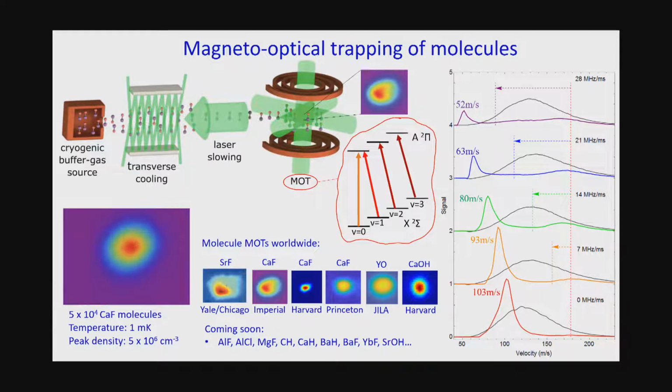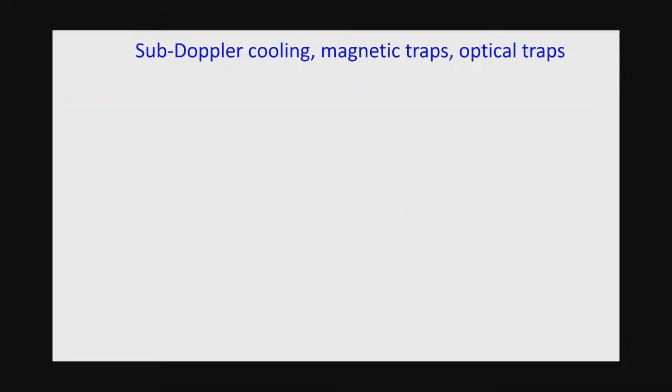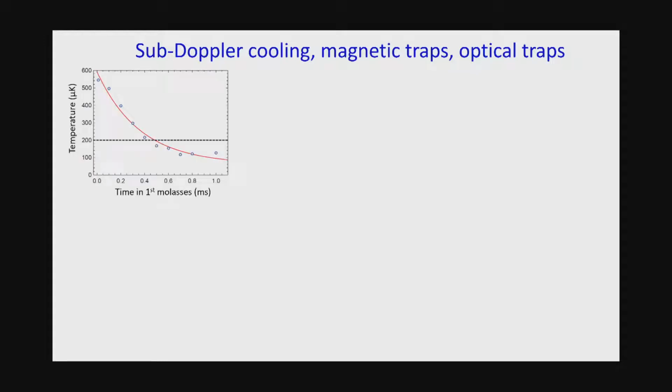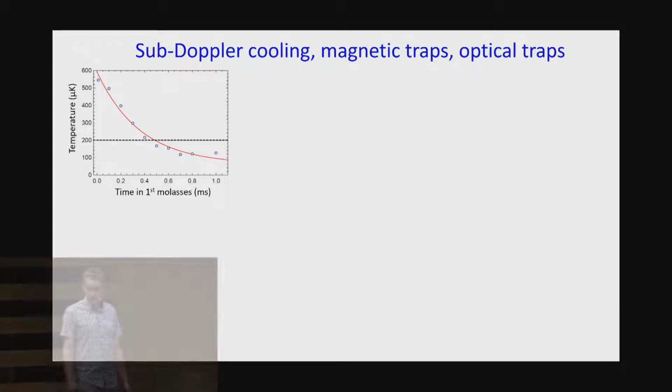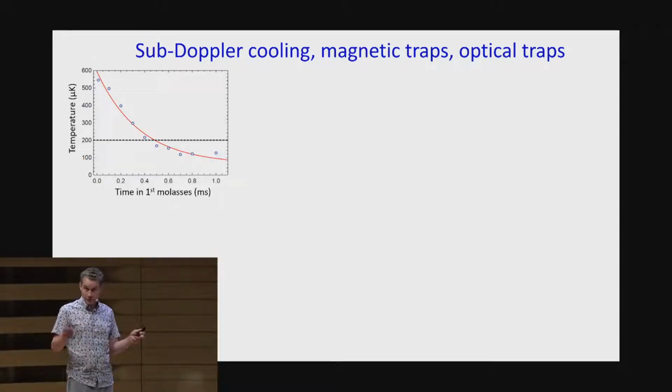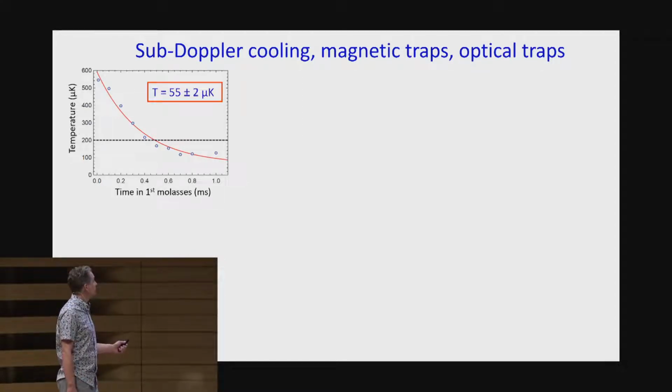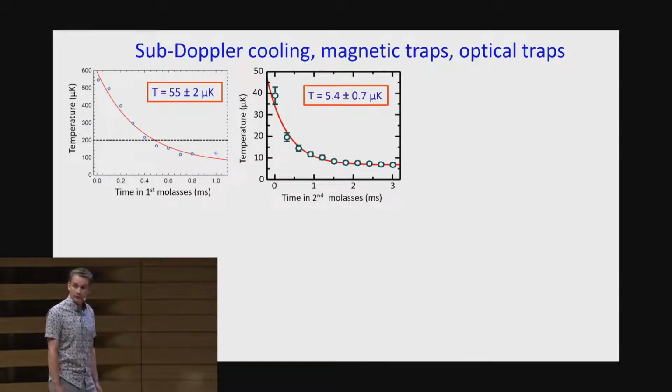The MOT is a great starting point, but these molecules are not cold enough for most of the experiments that we would like to do. So the next thing that we do is apply sub-Doppler cooling to the molecules. And we do that using the gray molasses cooling method. There are a few different ways to do that. In my group, we actually like to do it in 2 steps. The first step has its parameters optimized for high capture velocity so that we can capture all of the molecules in the MOT and cool them down to low temperature. We typically reach about 55 microkelvin. And then the second step is optimized for the lowest temperature, and we cool the molecules to about 5 microkelvin.